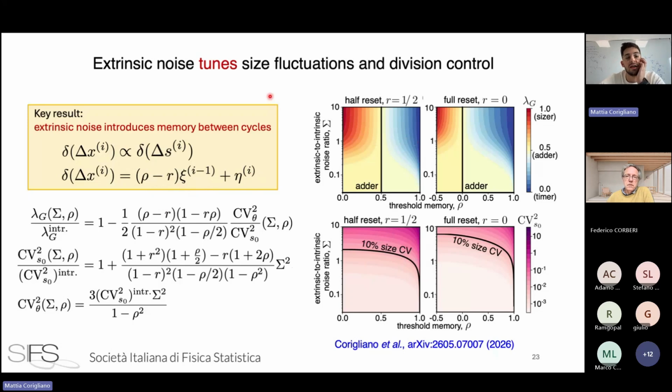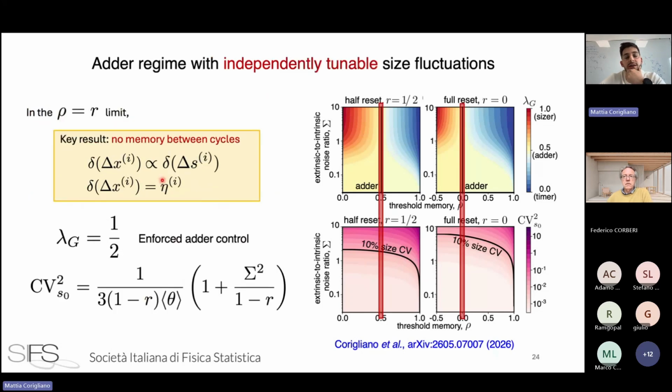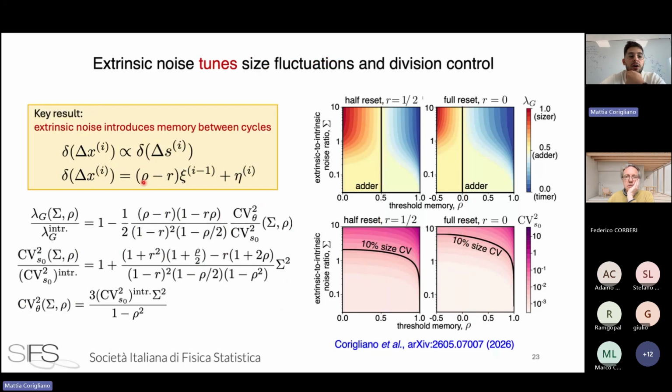But interestingly, there is a regime in which you lose this memory, for example, when rho is equal to R.